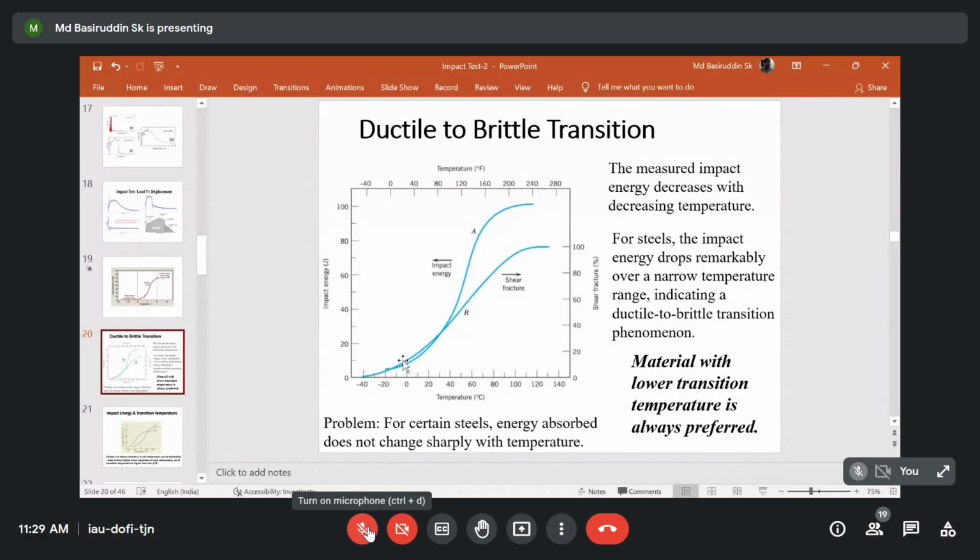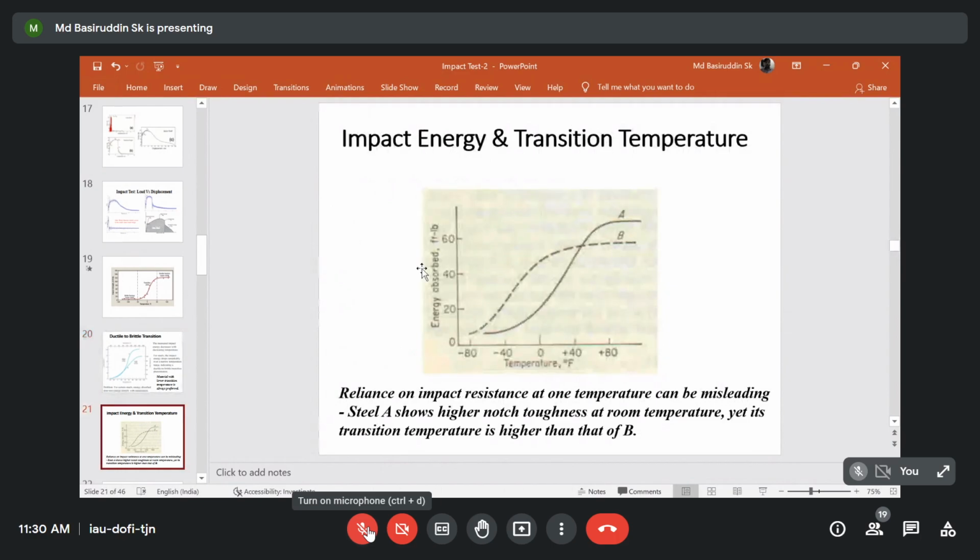But if you apply a load where shear kind of fracture happens, then maybe the curve will vary. For the same material, the curve will vary in this way. So I will talk about these things in detail later on. Now here, I have shown two different materials and how their curves vary: how the upper shelf energy will vary, how the lower shelf energy will vary, and how the transition temperature zones will vary. That has been reflected in this particular curve.